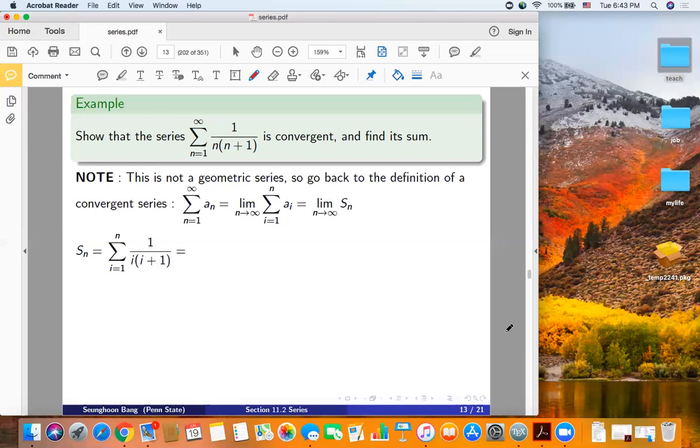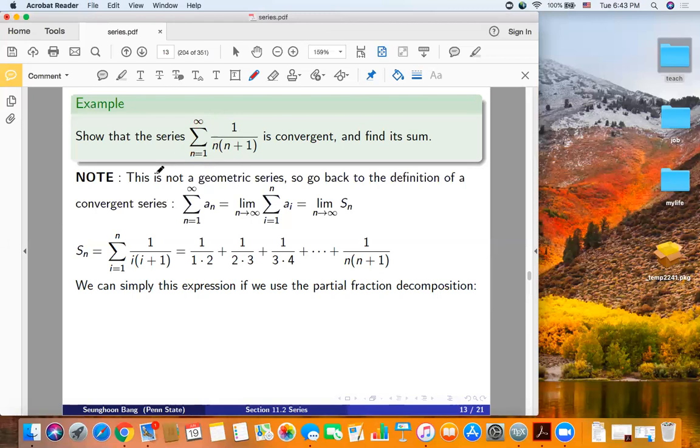What is S_n? Summation i equal to 1 to n, 1 over i times i plus 1, right? So we only replace this with i, and change to n. This is the partial sum. How can you calculate it? We use partial fraction decomposition. What's the partial fraction decomposition of 1 over i times i plus 1? We can write it like this: A over i plus B over i plus 1.